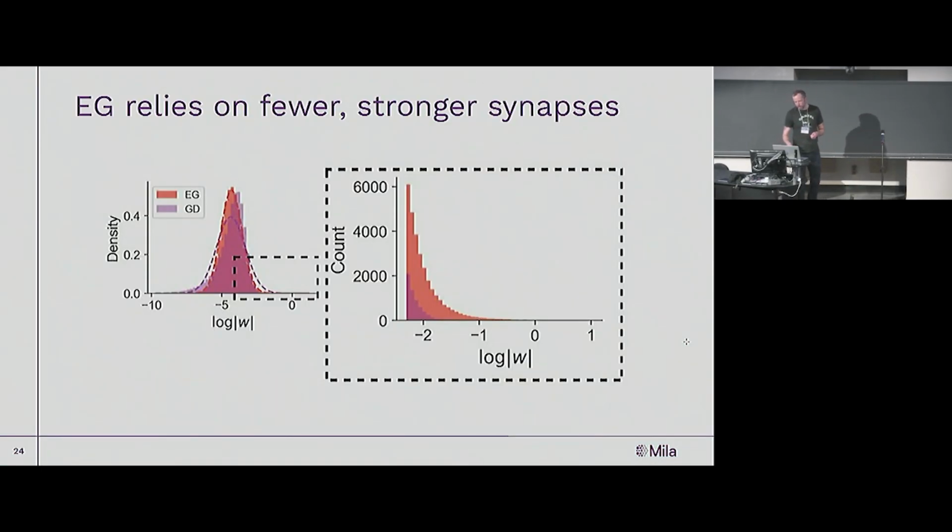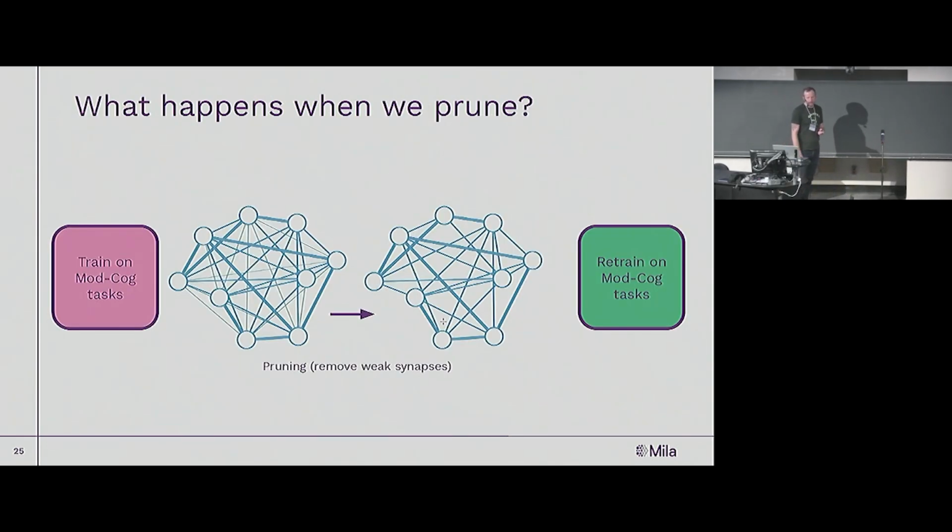Well, one of the interesting things about EG is that it ends up relying on fewer, stronger synapses. So when you look at these synaptic weight distributions here, you can see that there's this longer tail from exponentiated gradients that sticks out the end. And that, we reasoned, might actually make it better for learning in certain circumstances, such as circumstances where you're pruning a lot of the synaptic weights. So we tried training a network on the ModCog tasks, and then removing the weak synapses, and then both observing the performance and retraining on ModCog tasks as well.